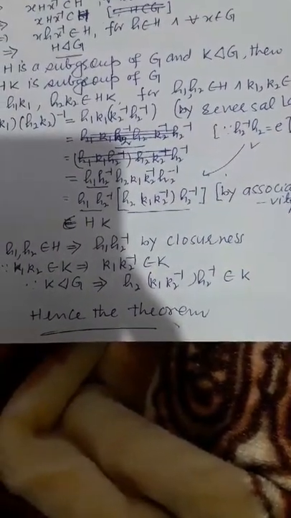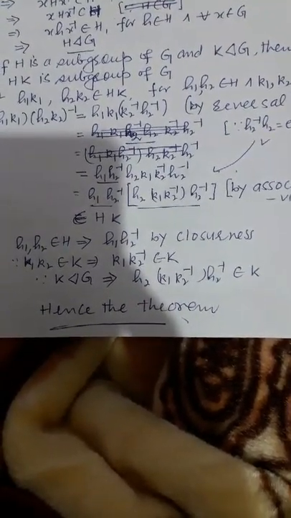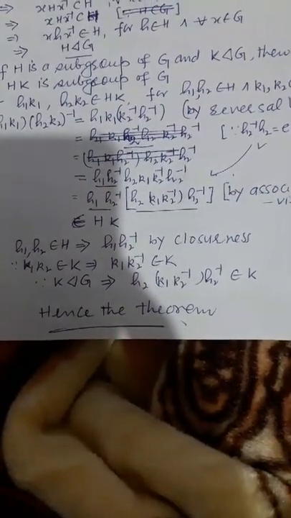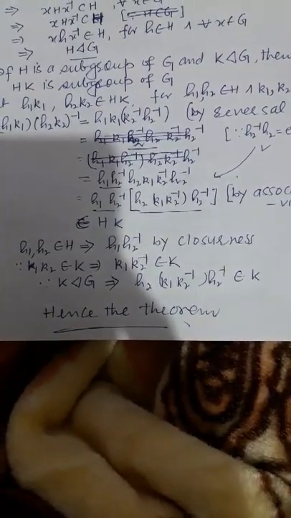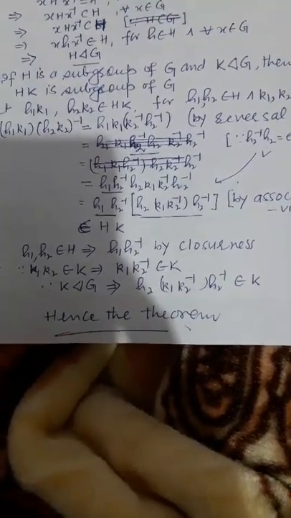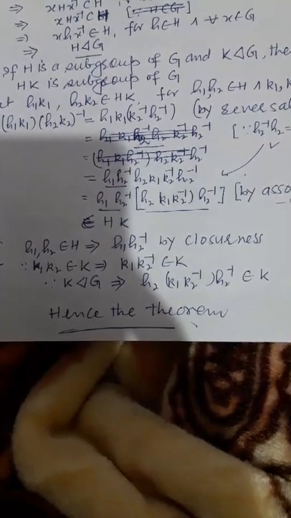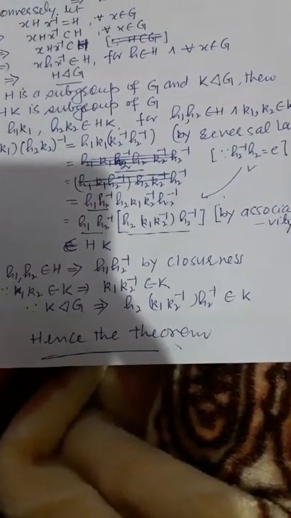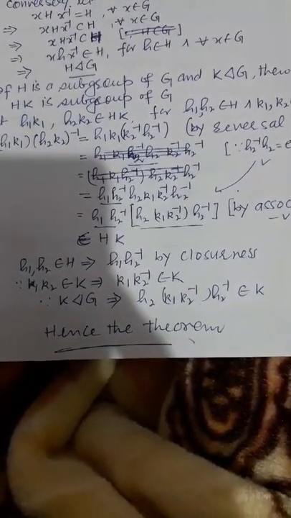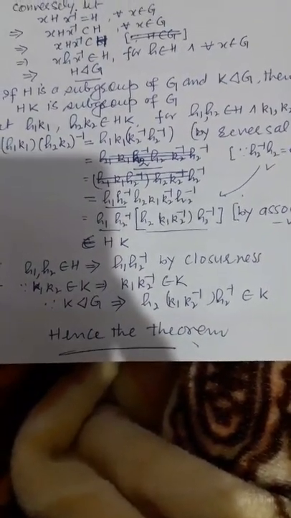This element will belong to H because h1 and h2 belong to H. H is a subgroup, so by closure h1h2 inverse belongs to H. Again, in the second case k1k2 belongs to K. Due to closure, k1k2 inverse belongs to K. Also, K is normal in G, so h2k1k2 inverse h2 inverse belongs to K. Hence the theorem. So sometimes we write magical steps, and it can be achieved by hard work. You can also get it. Thank you.